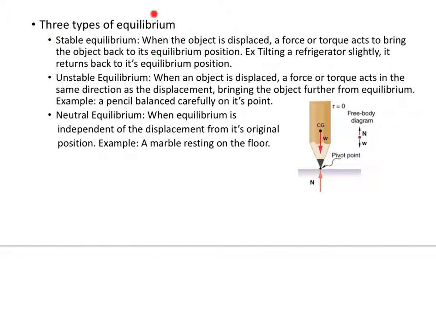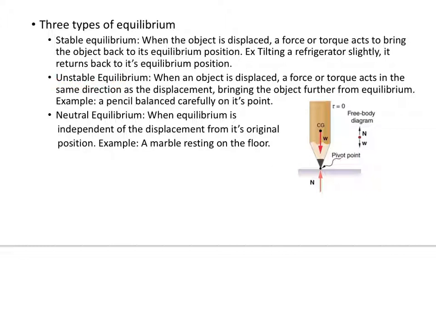So now we're going to take a look at three types of equilibrium. First type is stable equilibrium. So this would be when an object is displaced, a force or a torque acts to bring the object back to its equilibrium position. So, for example, if you had a heavy refrigerator and you tipped it up very slightly and then let it go, it's going to come back to its equilibrium position. It's going to go back to its original position where it was resting on all four of its supports.